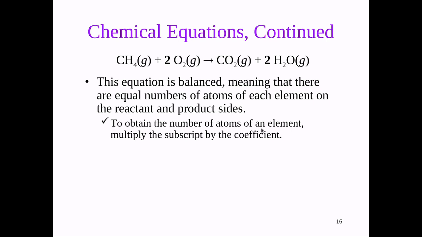To obtain the number of atoms of an element, we're going to multiply the subscript by the coefficient. So mathematically, rather than drawing out our little cartoon, if we want to figure out how many atoms there are here, we're going to assume that there's a 1 coefficient here. And we're going to multiply an assumed 1 subscript here to see that there's 1 times 1, 1 carbon. Similarly, if we wanted to do hydrogen, it would be this 4 subscript times this 1 that's assumed here. 4 times 1 is 4 hydrogen.